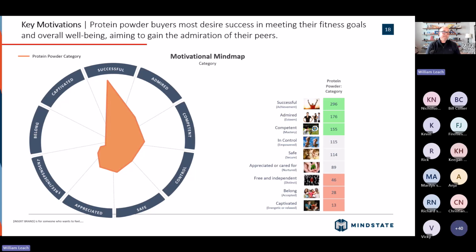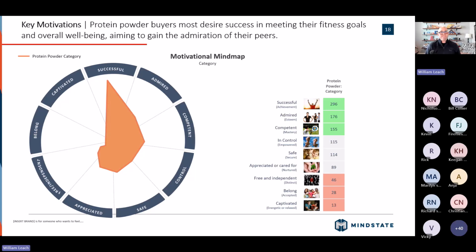And lastly, competent. And the competent was interesting because competent comes down to 2 different things. One is, do I feel like the brand knows what they're doing? Is it a high quality brand? But also, am I doing the right things? Is my diet correct? Am I buying the right brand? Am I using the right workout regime? Or do I have the right diet? So protein powders are also over-indexing on this need for competence.